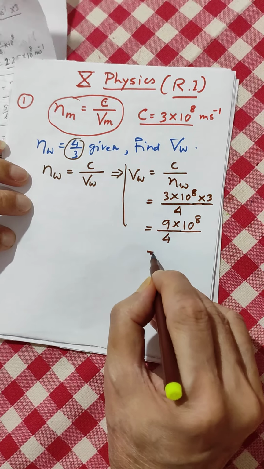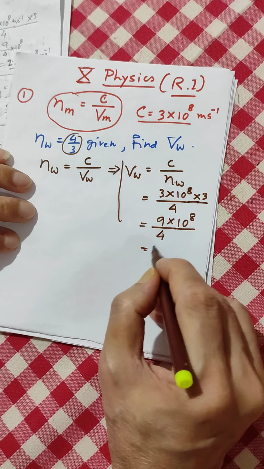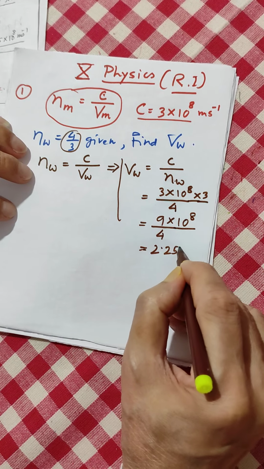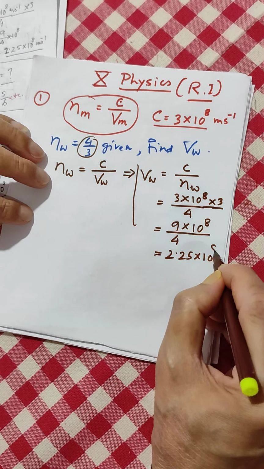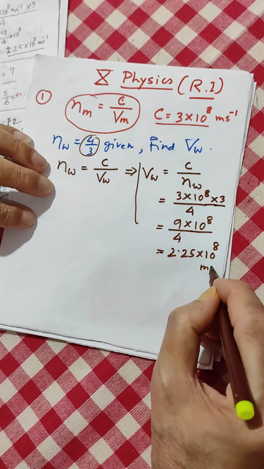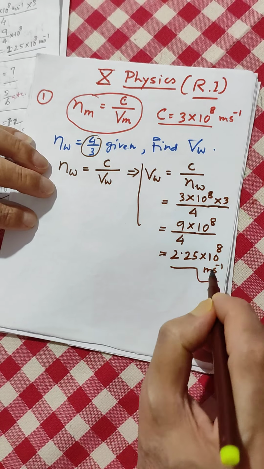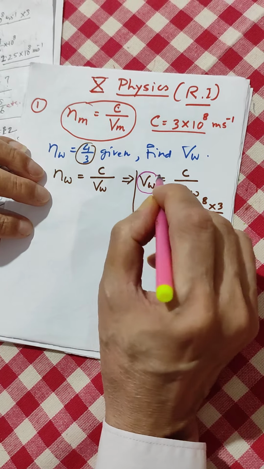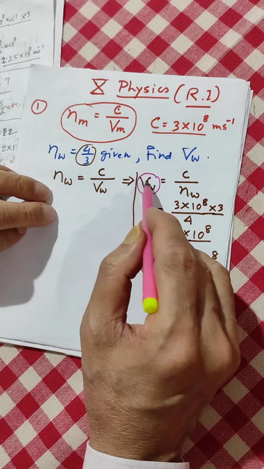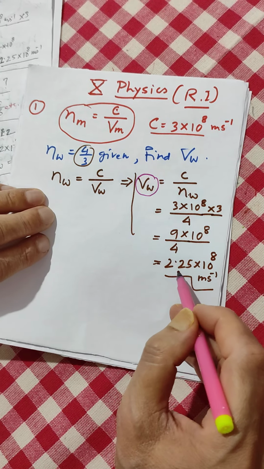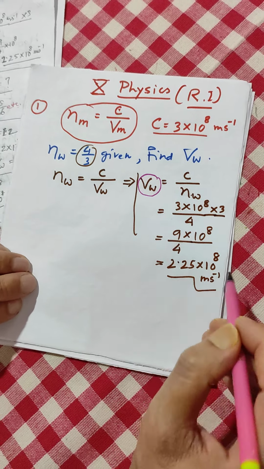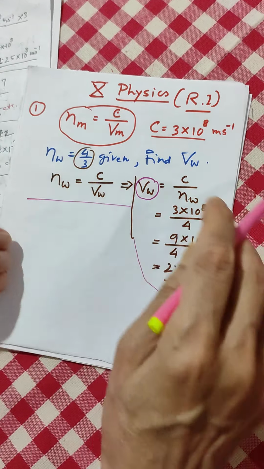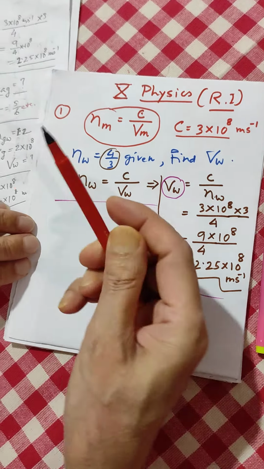Now 9 by 4 is 2.25. So 2.25 into 10 to the power 8, and what will be the unit? Meter per second. So this is the answer. This is the velocity of light in water, and that is what we wanted to find out. So velocity of light in water equal to 2.25 into 10 to the power 8 meter per second. You see, this problem we have solved by using this formula. Okay. Now let us see the second.